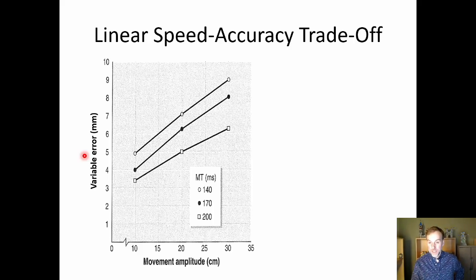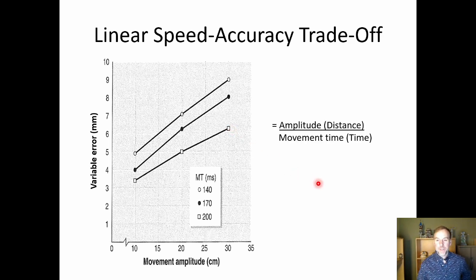The first genius was his ability to quantify the difficulty of each movement. So sure, we can say that as we decrease movement time, that's harder. And as we increase amplitude, that's harder. That makes sense qualitatively, but we want to quantify difficulty, right? We are quantitative scientists. We're going to need some numbers.